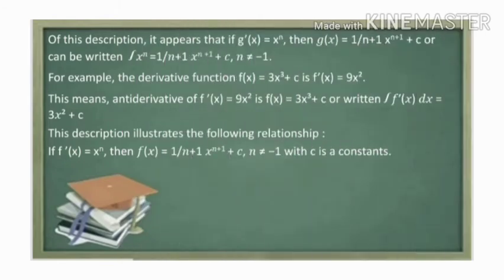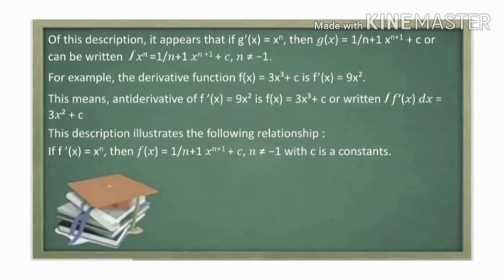From this description, it appears that if G'(x) equals x^n, then G(x) equals 1 over n plus 1 times x^(n+1) plus c, or it can be written as integral x^n dx equals 1 over n plus 1 times x^(n+1) plus c, with n not equal to minus 1.